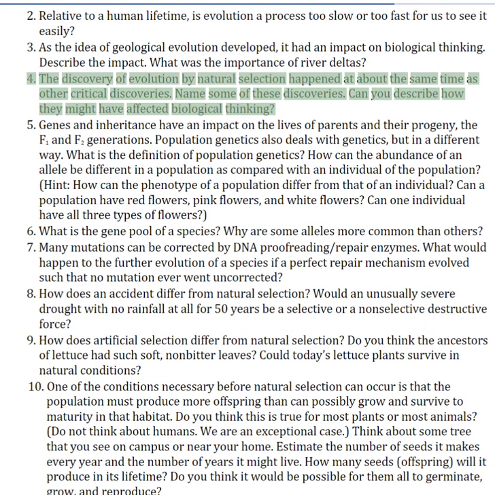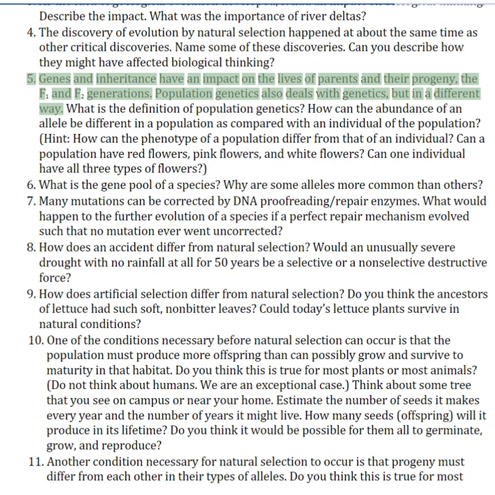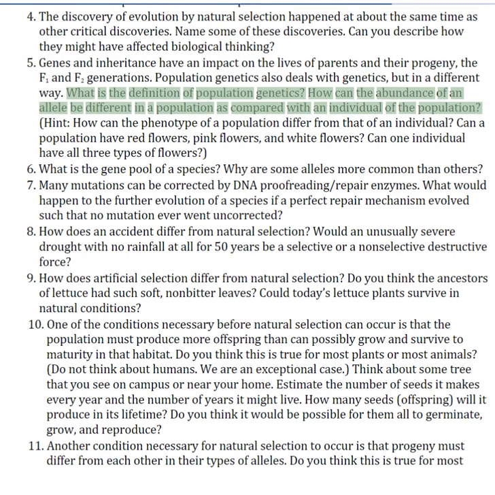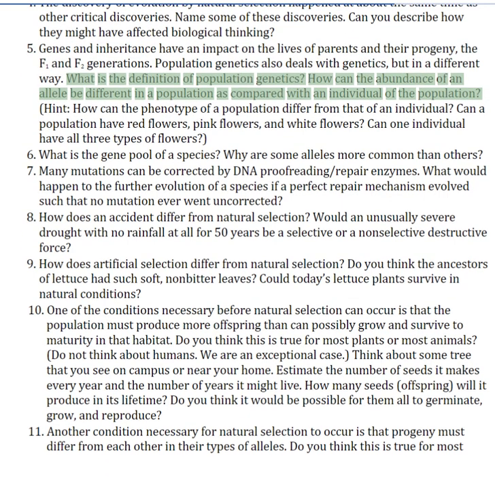4. The discovery of evolution by natural selection happened at about the same time as other critical discoveries. Name some of these discoveries. Can you describe how they might have affected biological thinking? 5. Genes and inheritance have an impact on the lives of parents and their progeny, the F1 and F2 generations. Population genetics also deals with genetics, but in a different way. What is the definition of population genetics? How can the abundance of an allele be different in a population as compared with an individual of the population?